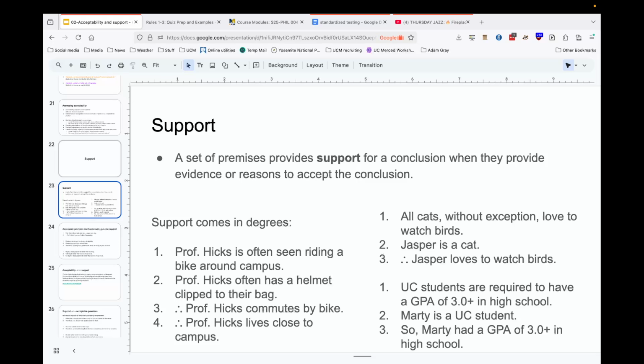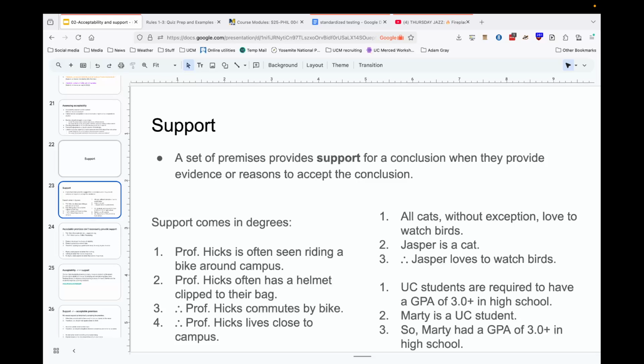These two premises provide evidence that I commute to campus by bike. And if we accept this first conclusion, that I commute to campus by bike, then that gives further evidence that I live close to campus, close enough to bike into campus. Okay? So these two premises, if we accept them, provide evidence, first, that I commute to campus by bike, and second, that I live close to campus.